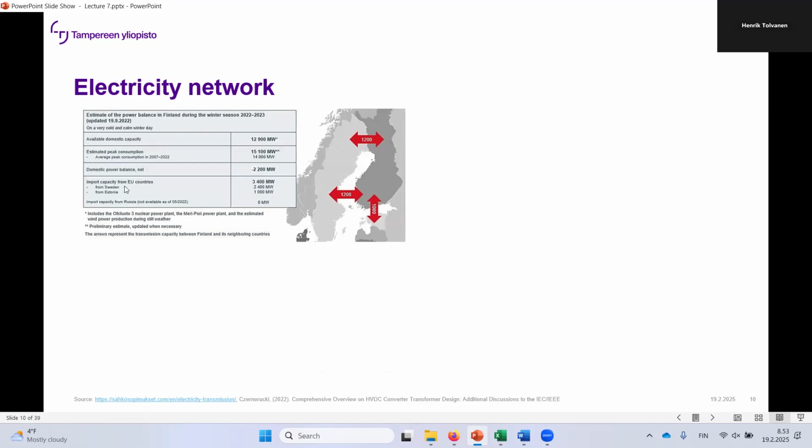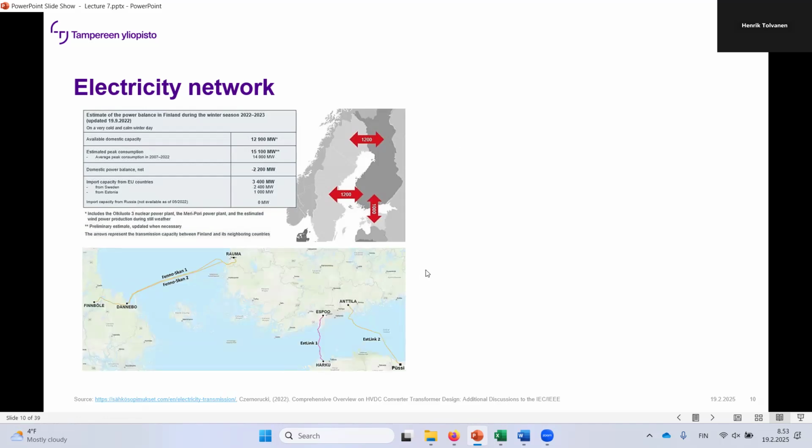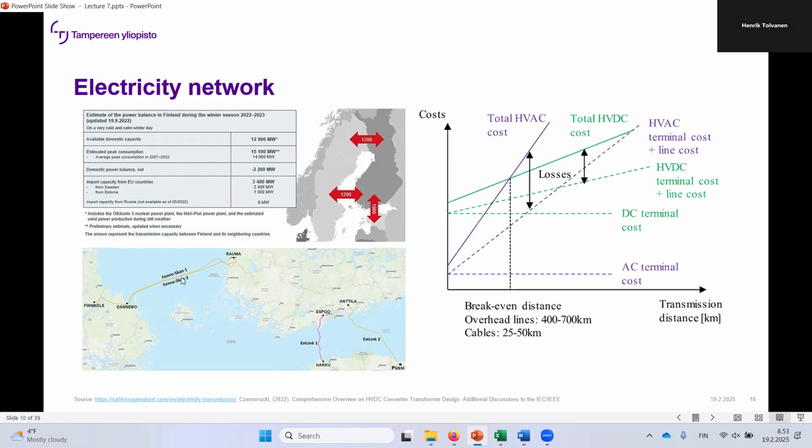But the import capacity from EU countries is 3,400 megawatts. So from Sweden comes the most, and Norway isn't even mentioned in here, but I'm guessing it was somewhere close to 100 megawatts. And there you can see EstLink 1 and EstLink 2, and Fennoskan 1 and 2. And they are this high voltage direct current.